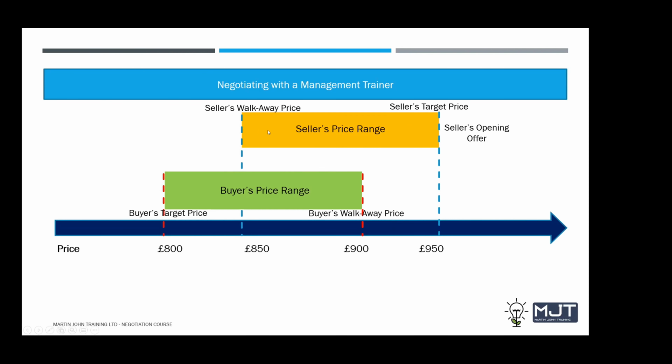But where we see these two bars overlapping, this is called the bargaining zone. Within this bargaining zone, we can agree an acceptable deal for both parties. Both parties would be happy paying a price within that zone. So the question is now how we get there.